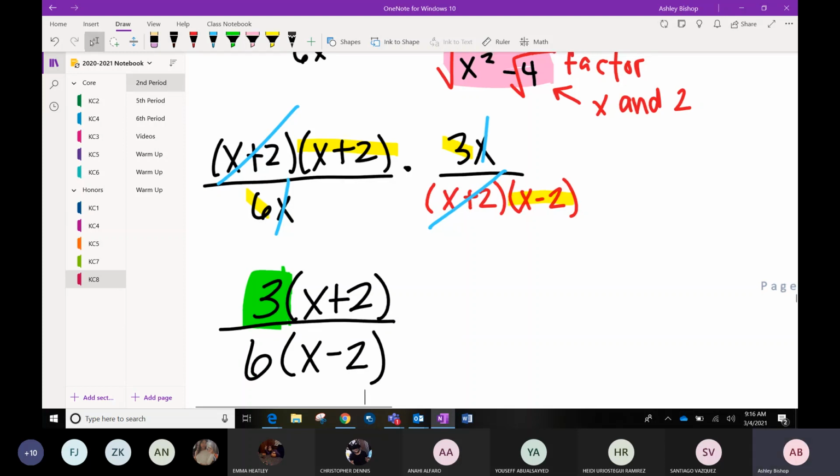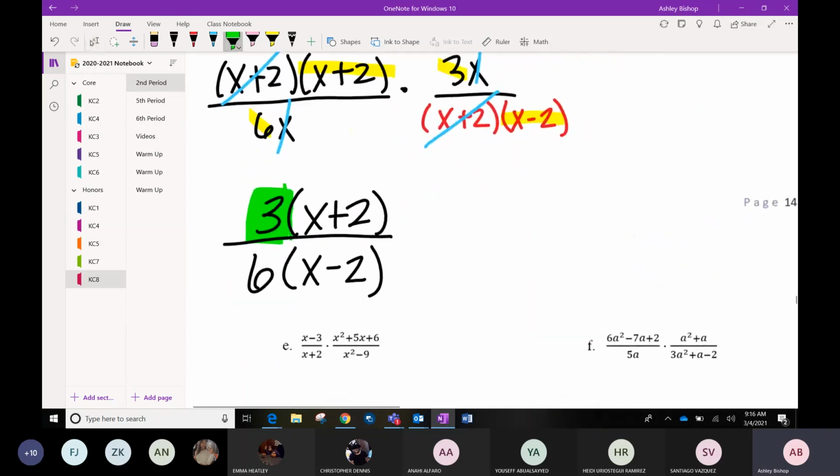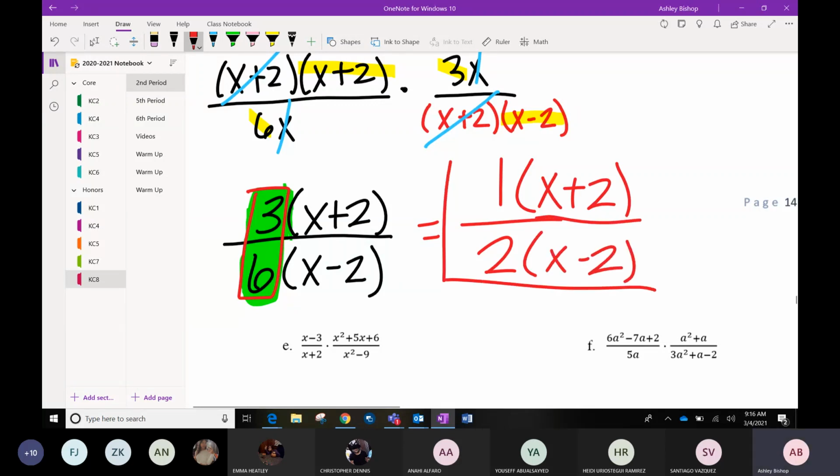And then you want your answer as simplified as possible. The last thing you want to do is double check if your two numbers on the outside can simplify. These two numbers can simplify. 3 over 6 does simplify to 1/2. 1/2 times x plus 2, I still have x minus 2. That is my answer.